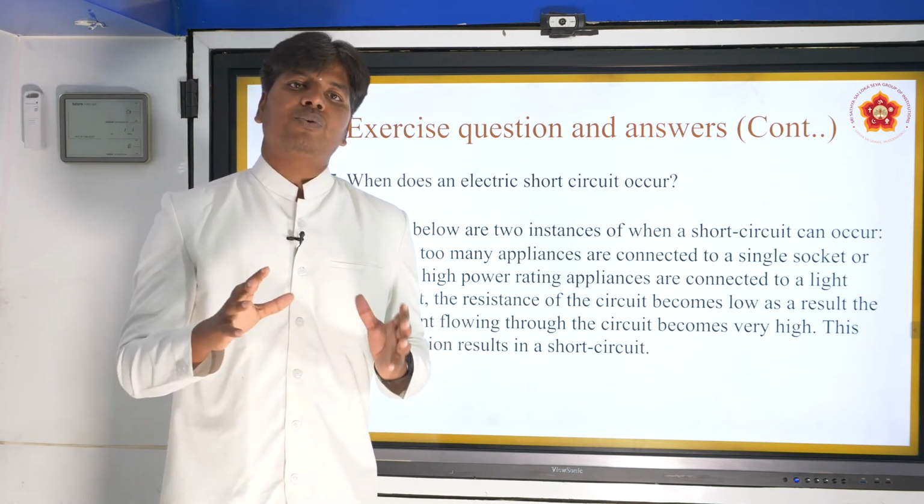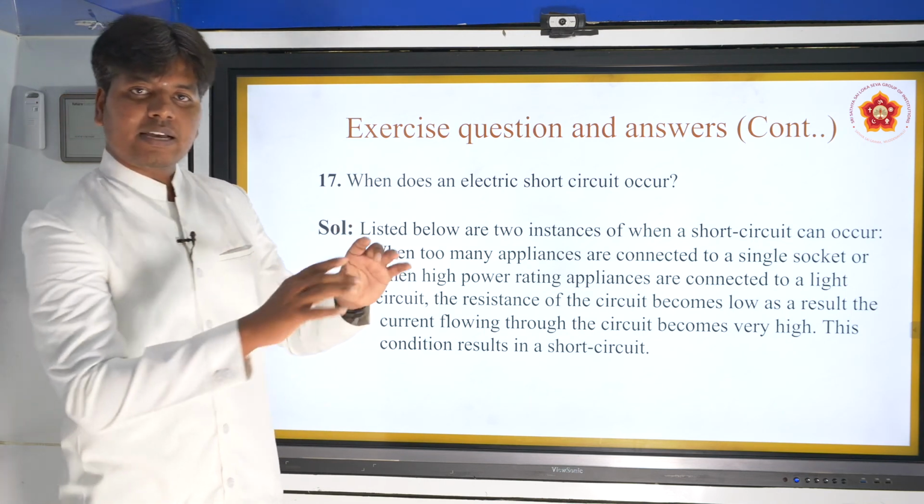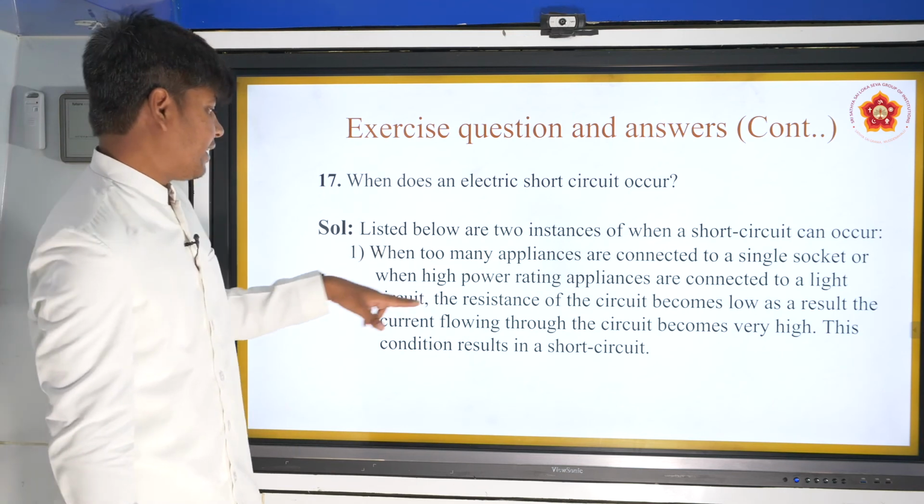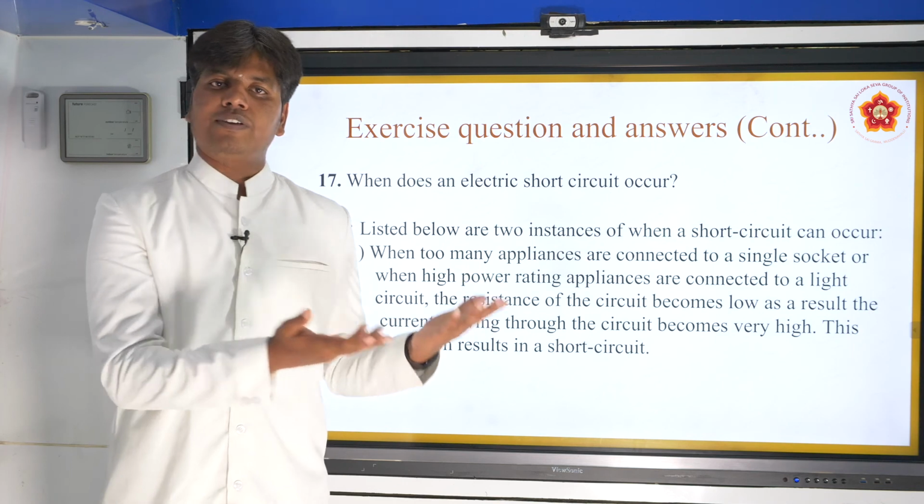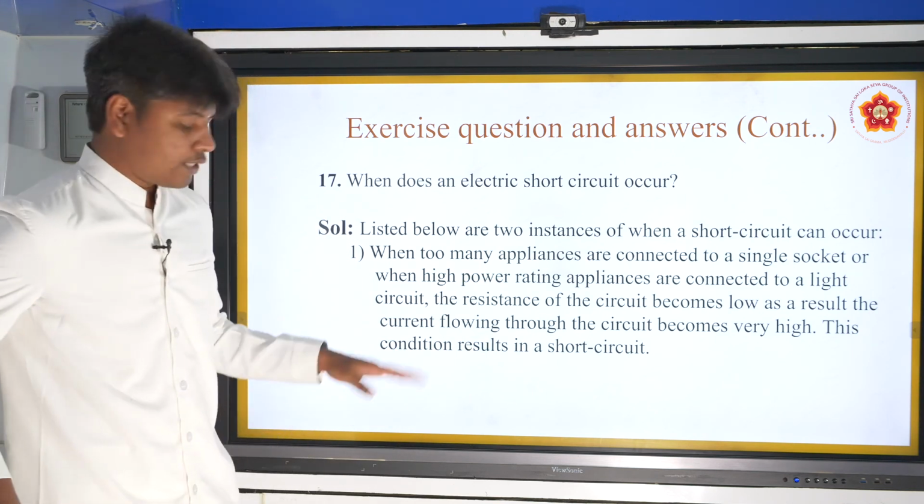And also he told that when you attach a large high power rating appliance in the light power circuit, in the light circuit, that means if you attach a 15A rating appliance to a 5A circuit, what happens? It also melts. So this is one of the types.